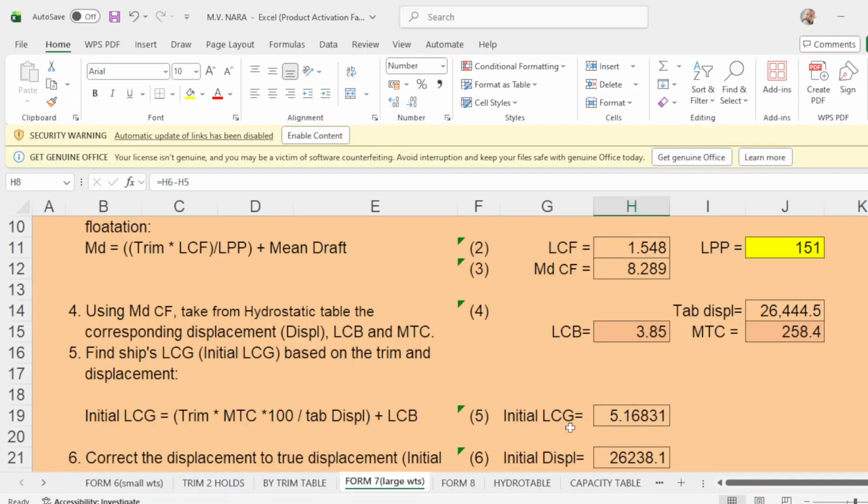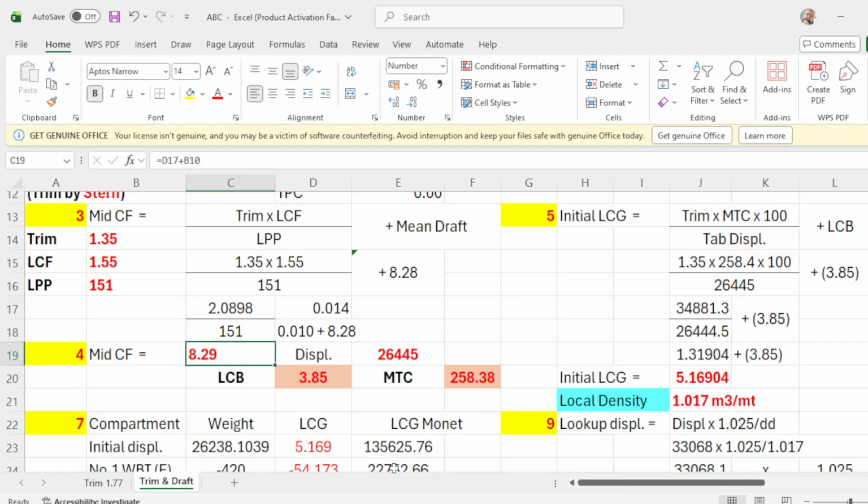LCB 3.85. Okay, that is number 4. And number 5, you look for the initial LCG. The formula is trim times MTC times 100 over your tabulated displacement plus LCB, and the resultant will be 5.16831. That will be number 5. So you go to number 5.